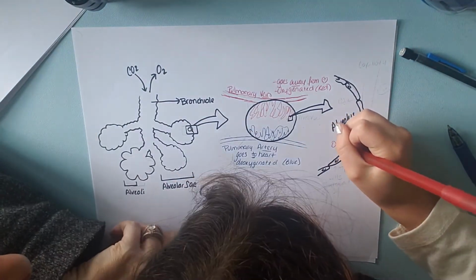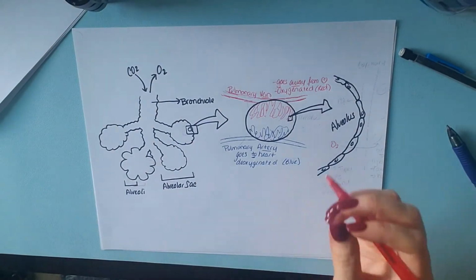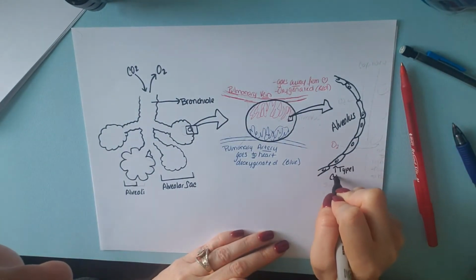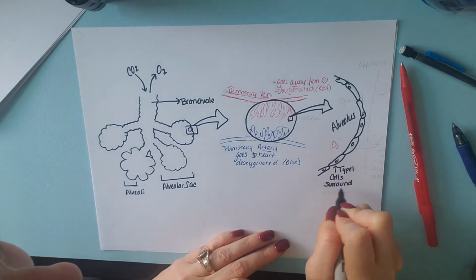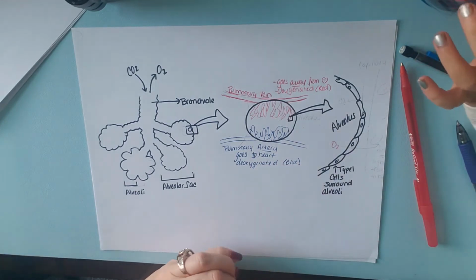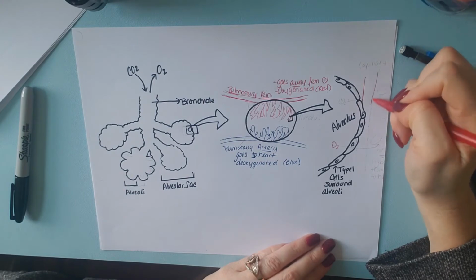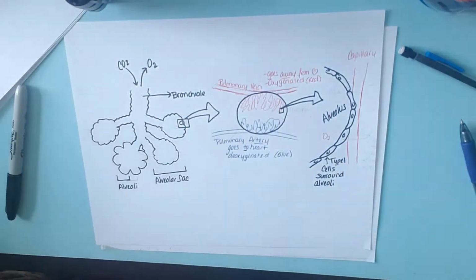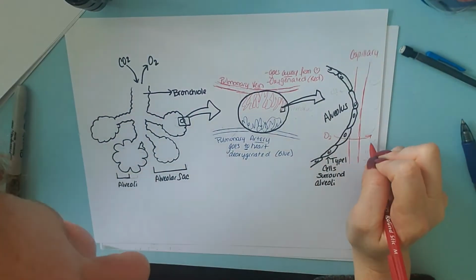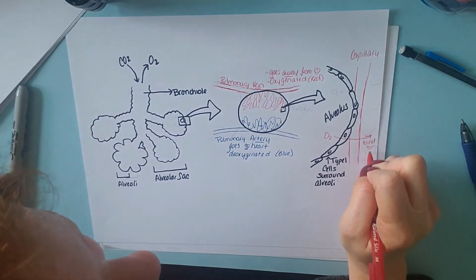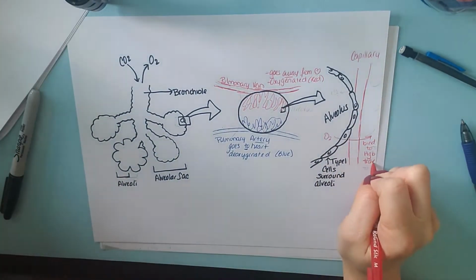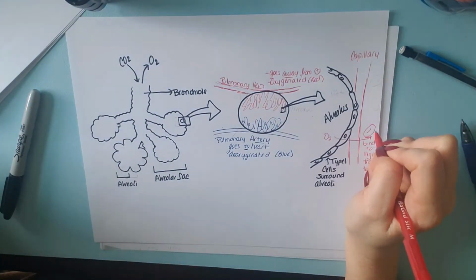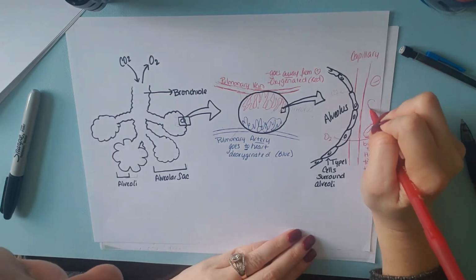Okay, so these are the type 1 cells which surround the alveoli. And this is the capillary. Okay, so then the oxygen goes into the capillaries and it binds to the hemoglobin and travels throughout the body. And here are the little red blood cells, and it travels through, and CO2 goes back out that way.